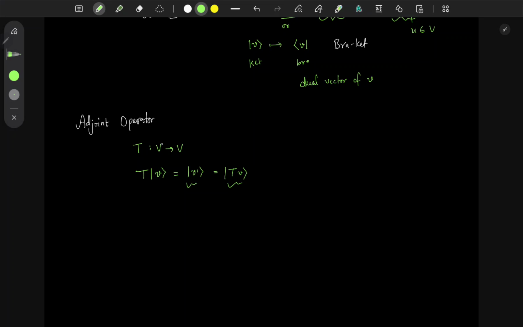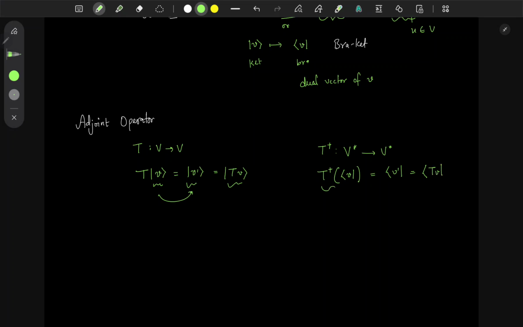Now since one vector is sent to another vector via this map, there is a corresponding map which sends the dual of the first vector to the dual of the second vector. So there exists a map, T dagger, which takes the dual of this vector v, which is the bra of v, and gives you the dual of this vector v prime, or bra Tv.